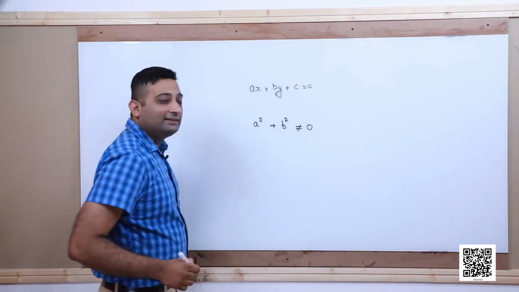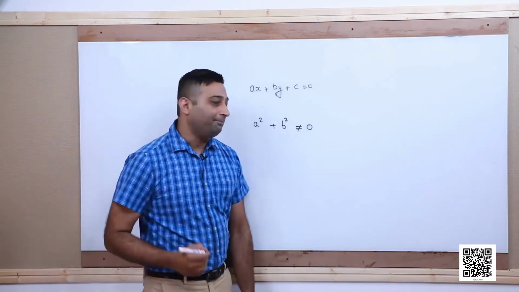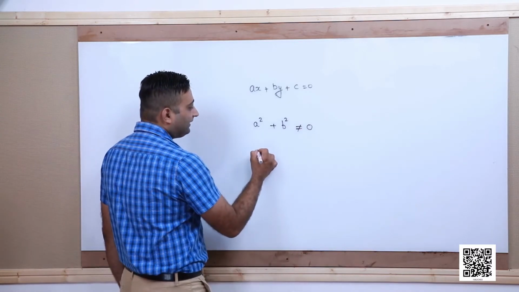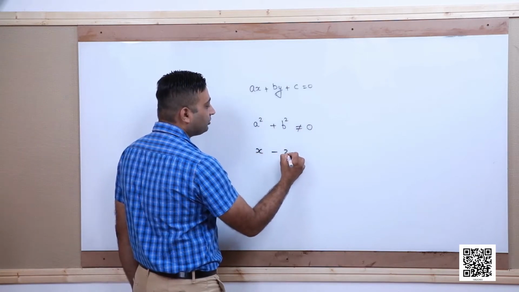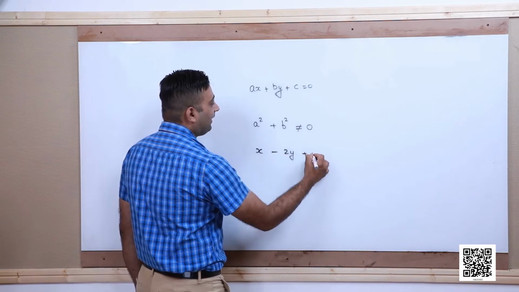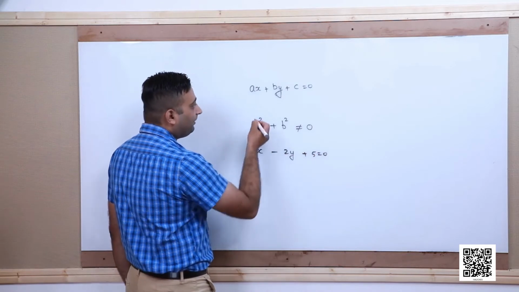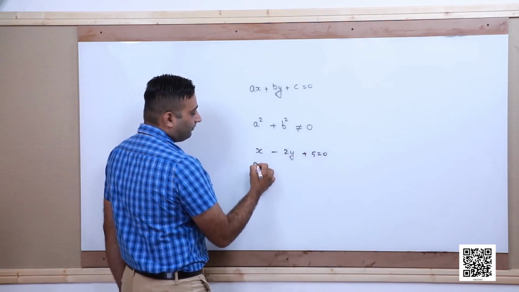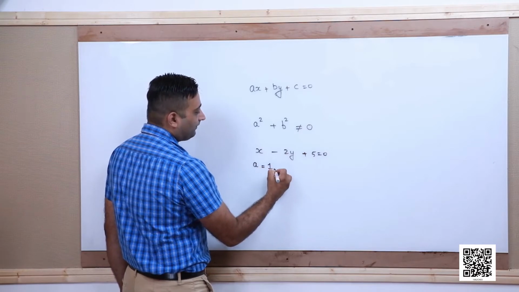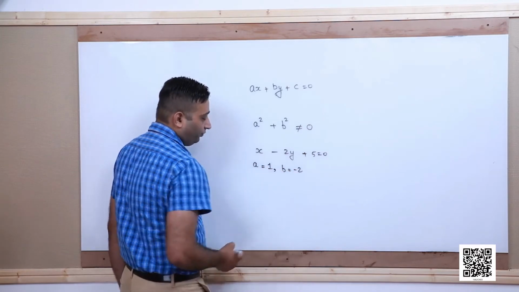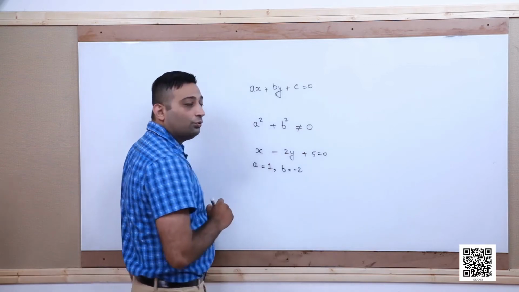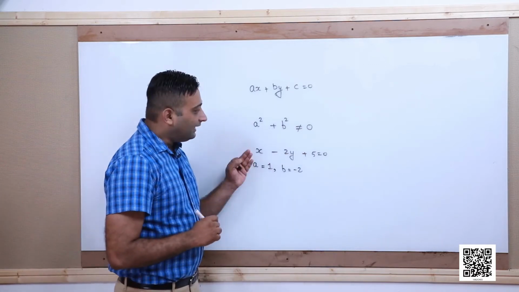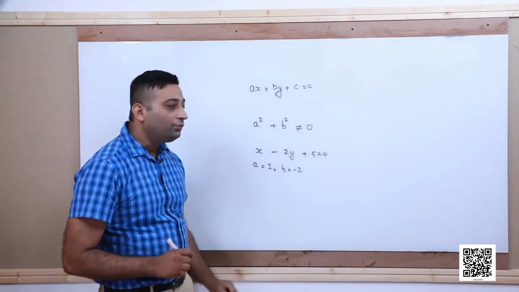Let us understand this condition through some examples. Now we can write the equation in two variables like this: x minus 2y plus 5 equals 0. We can compare this with the standard form. a is equal to 1, b is equal to minus 2. Now we can see that a square plus b square is equal to 5. That means a square plus b square is not equal to 0.